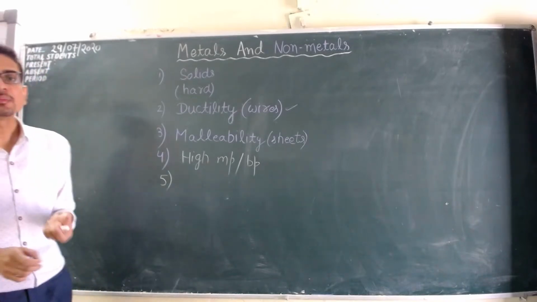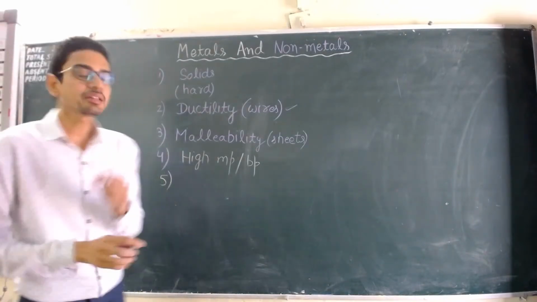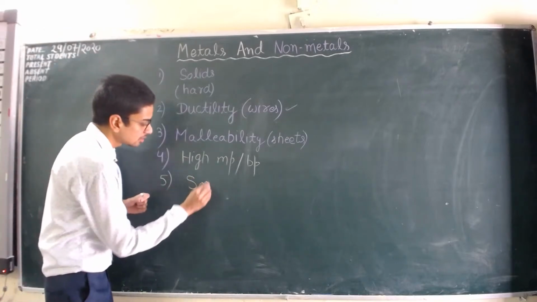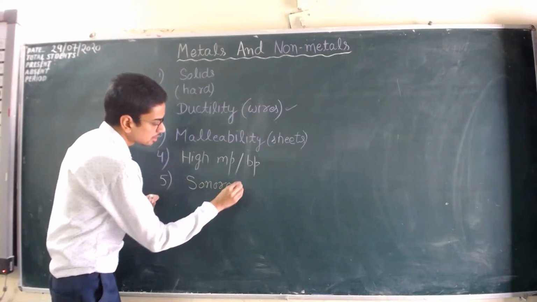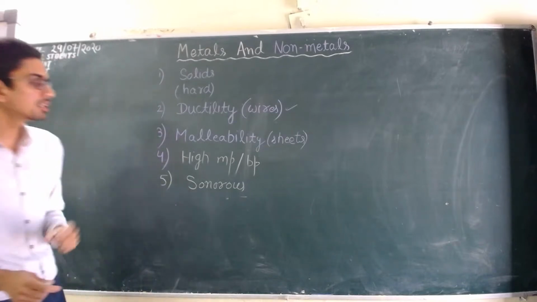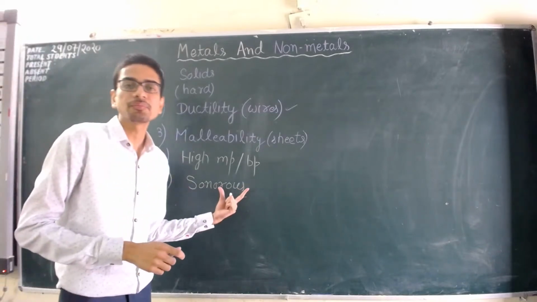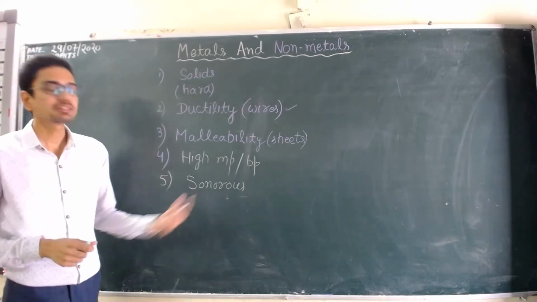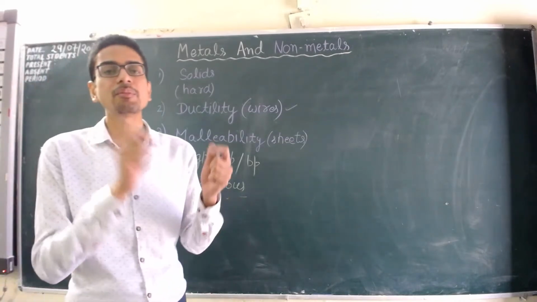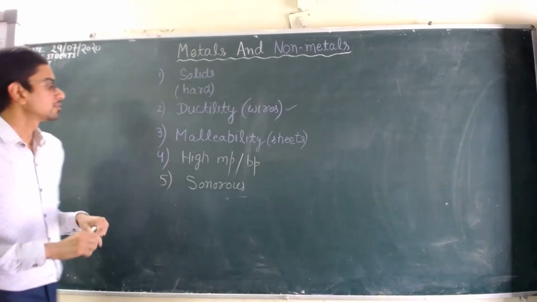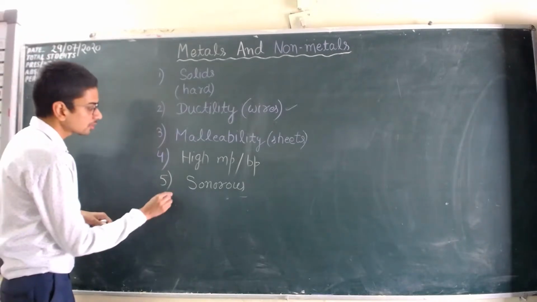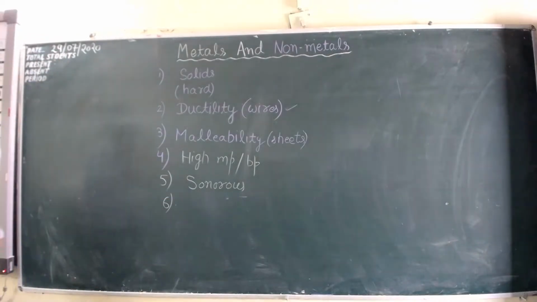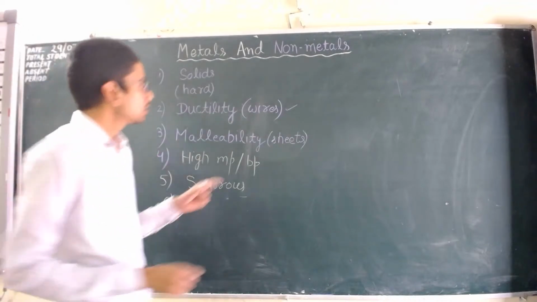Another very simple property is that metals are sonorous. What does sonorous mean? All metals are sonorous, which means they produce sound. If you want to produce sound, you use metals. When metals are beaten, they produce sound. So these are some of the physical properties of metals.